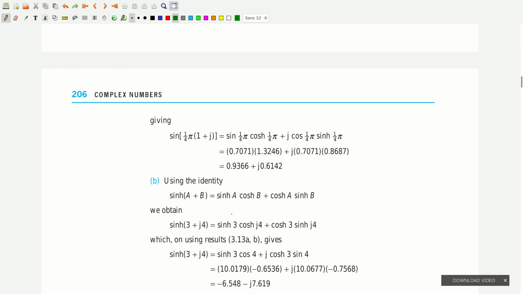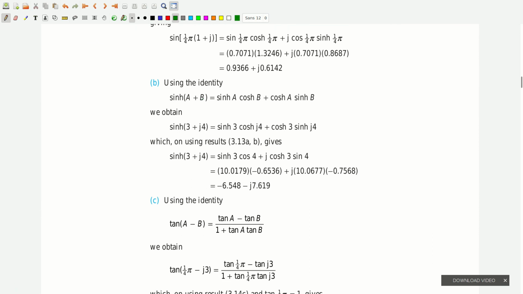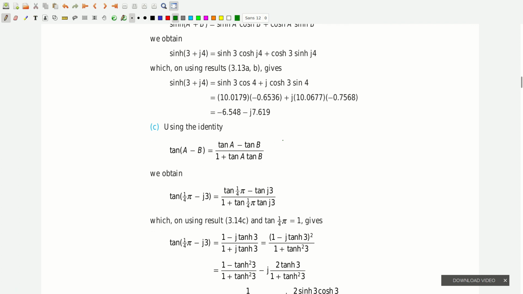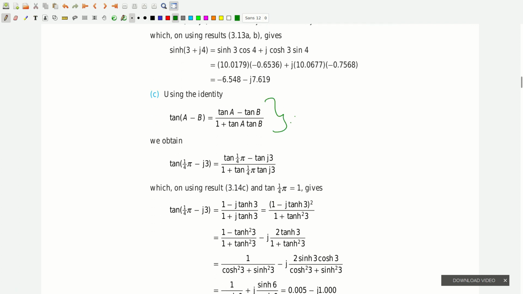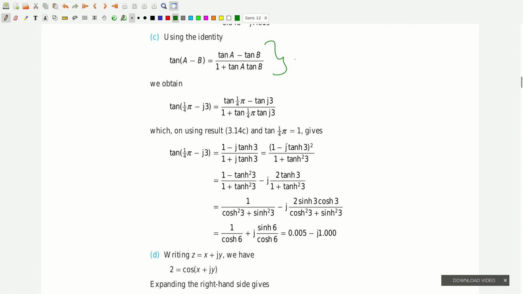I'm sure you can follow through the rest of the examples and also the other identities. The other identities which are given to us are all familiar, I suppose, from your high school. The rest is just following and making the appropriate substitutions.